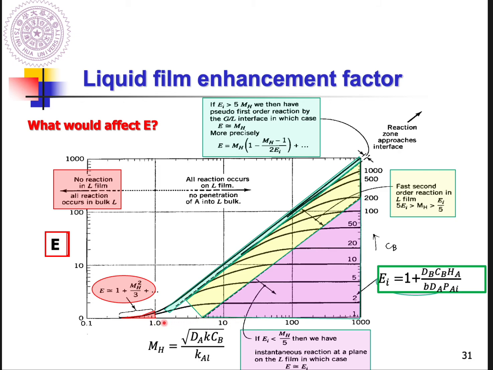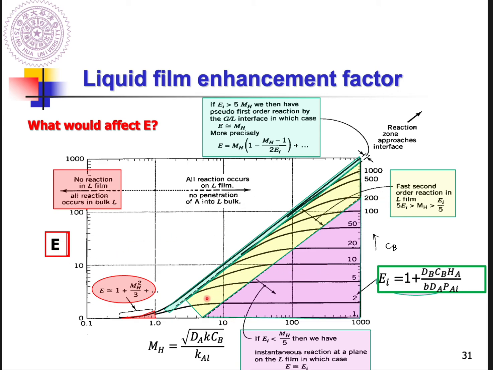So with increasing MH, what can you observe? You can observe that the reaction happens fast in the film layer compared to mass transport, right? So you can get an instantaneous and fast reaction. Okay, and how do we use these results to get the E for fast reaction?